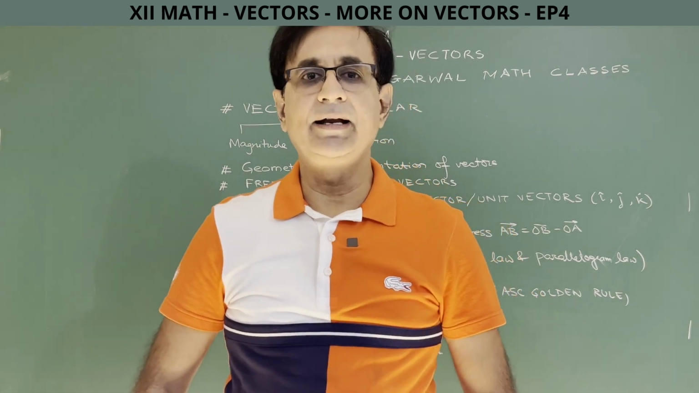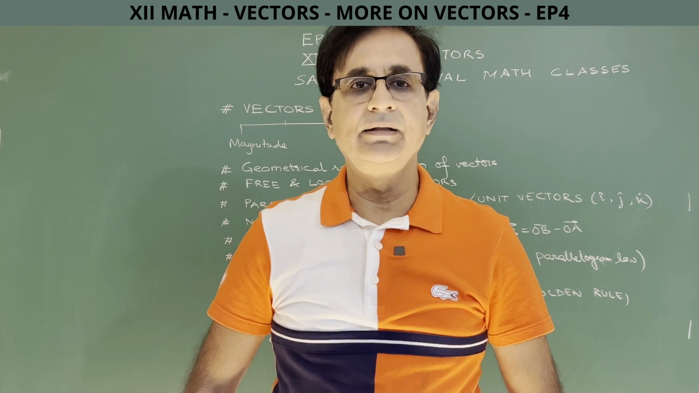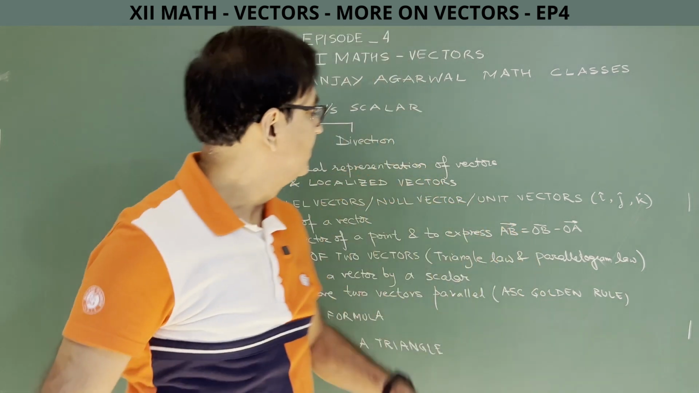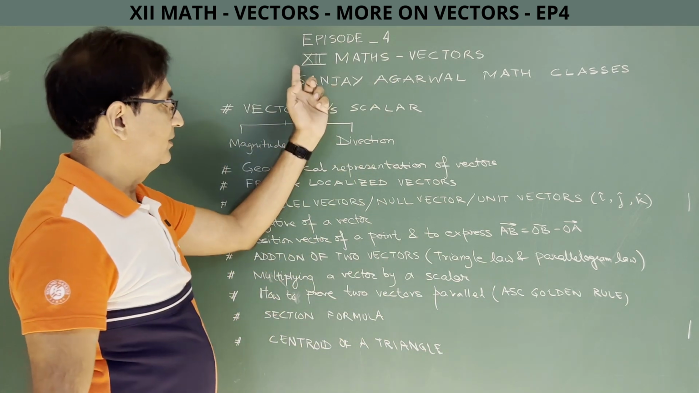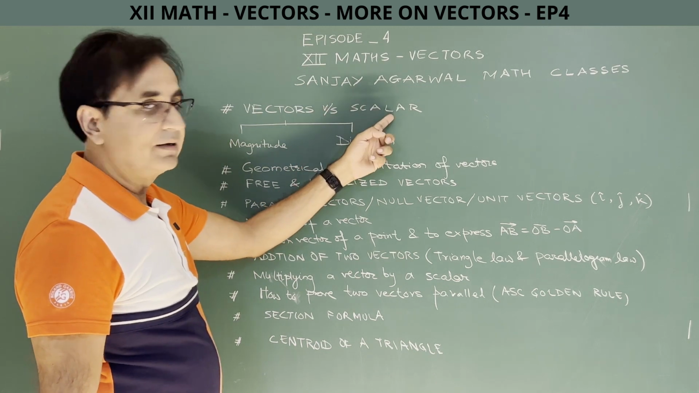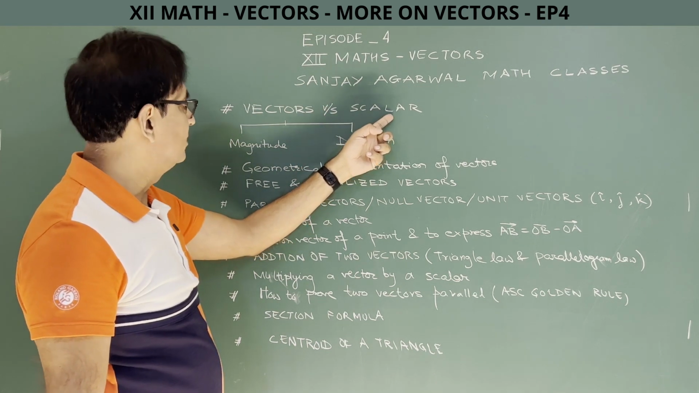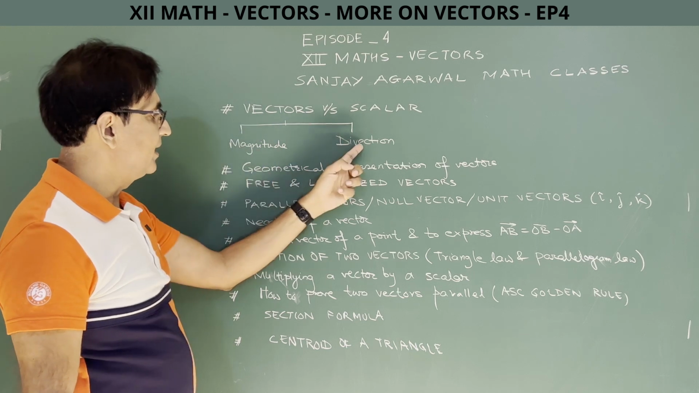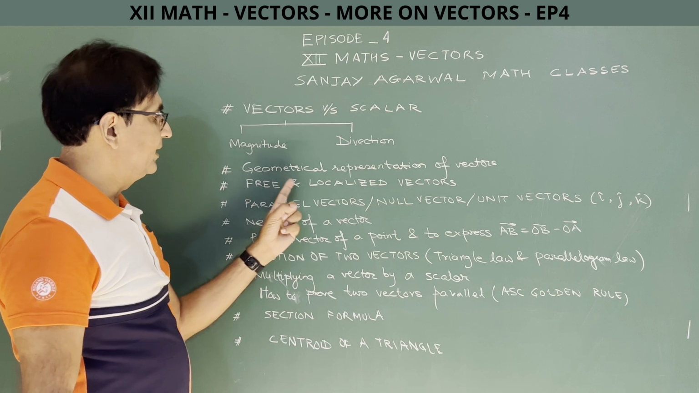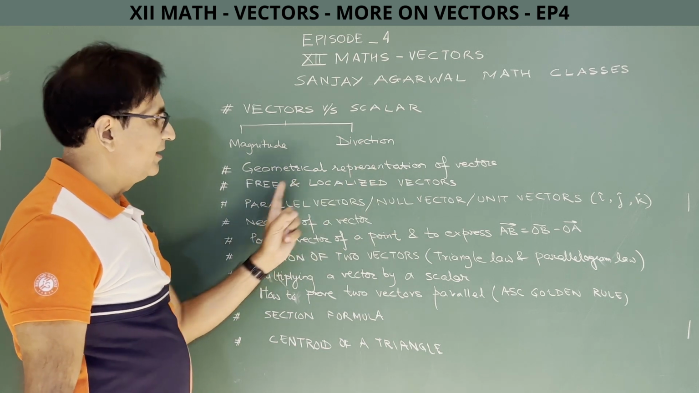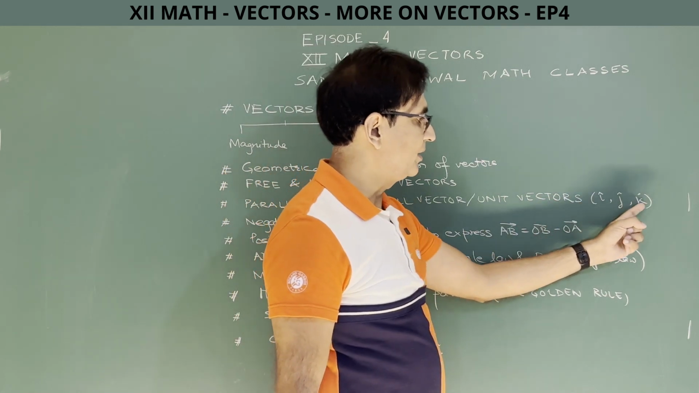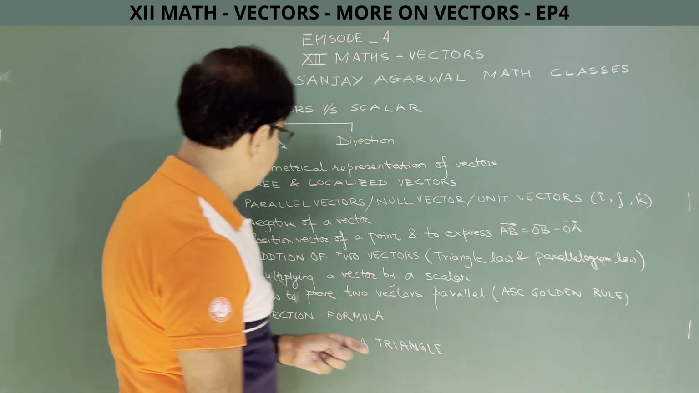For your reference, let me briefly recap what we did in the previous 3 episodes, which I call introduction vectors. So, episode number 4, 12th maths on vectors. Vectors versus scalar. We understood what is a vector, what is a scalar quantity. Vectors have magnitude and direction. Then we did geometrical representation of vectors, free and localized vectors, parallel vectors, null vectors, unit vectors, what is vector i cap, j cap, k cap. So this was done in previous episodes.